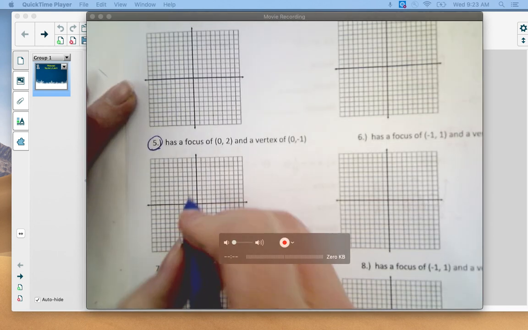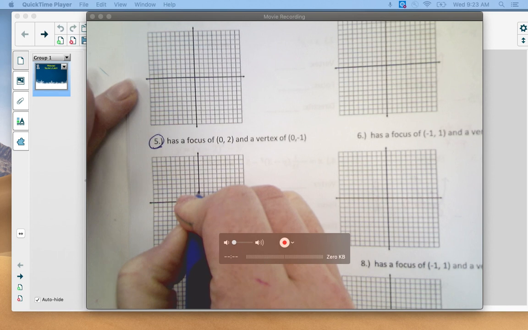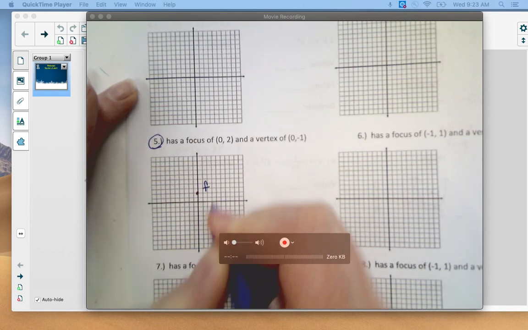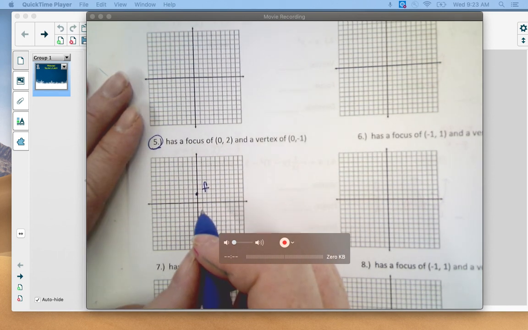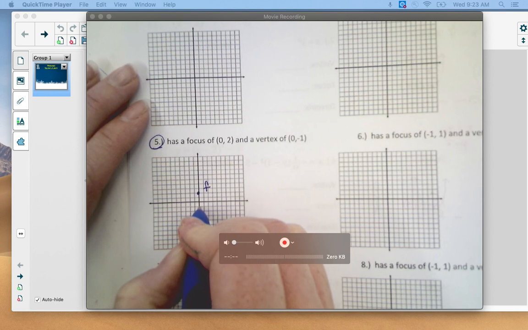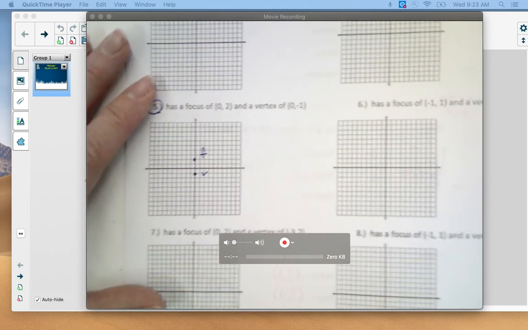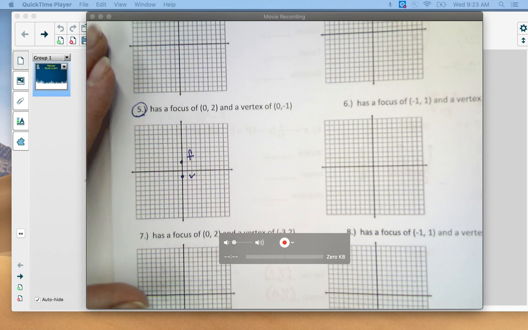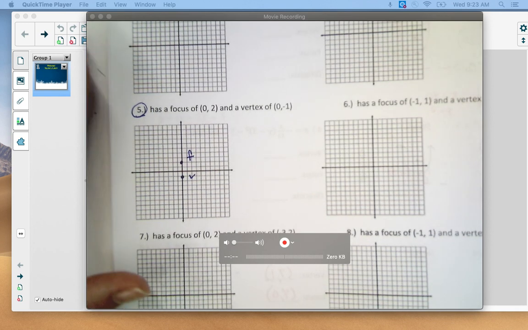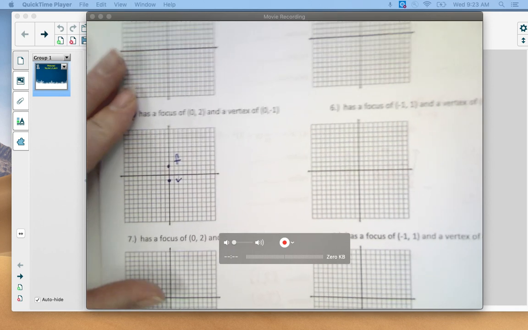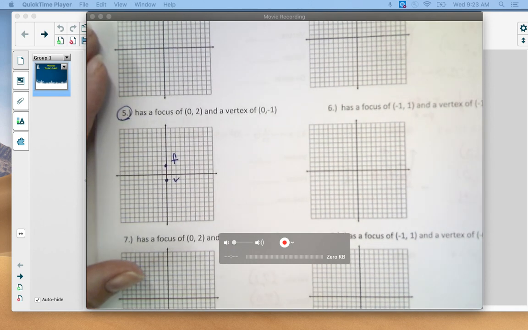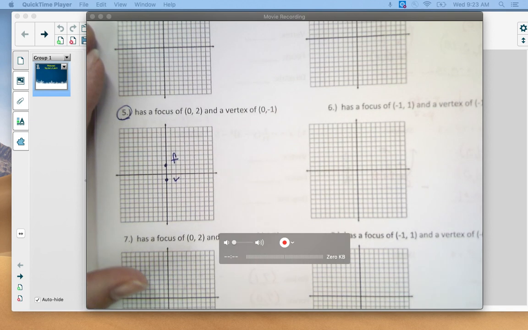Take a look at 5. My focus is 0, 2. Again, make sure you're labeling focal point. My vertex is 0, negative 1. So if that's my focal point and this is my vertex, is that concave up or concave down? If my focus is above my vertex, is it concave up or concave down? Do we agree with concave up?